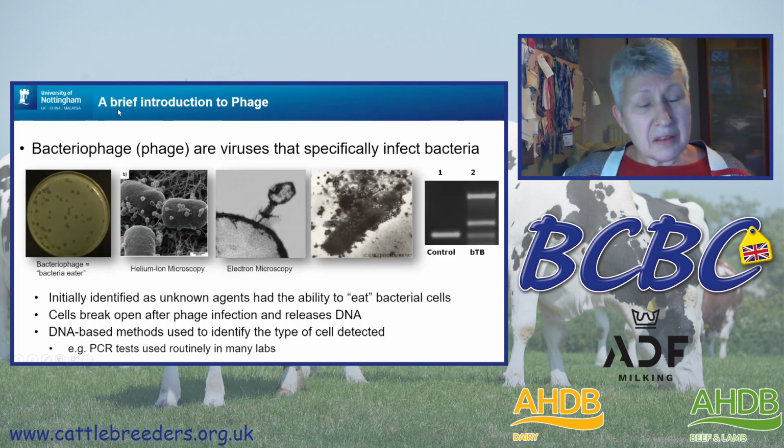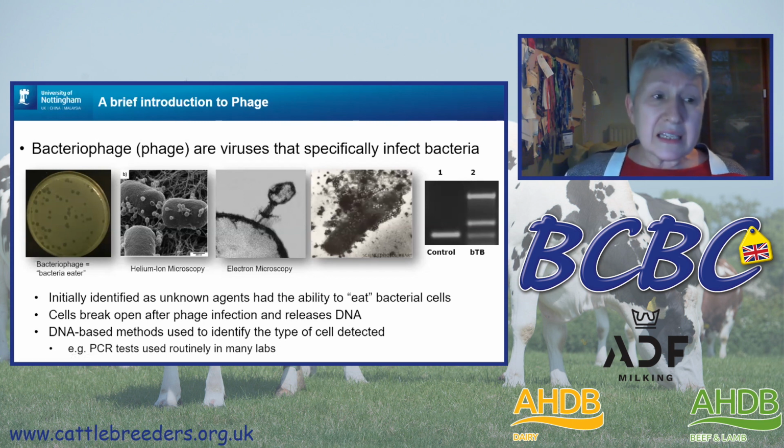The test itself, Actiphage, as the name implies, is based on bacterial viruses, which are called bacteriophage, or phage more commonly. These were first shown to be bacteria eaters, because this image shows an agar plate where there's bacteria growing all over the surface, and where the virus has been added, they have broken open the cells and caused these zones of clearing, these plaques. So this is where the name bacteriophage comes from, bacteria eater.